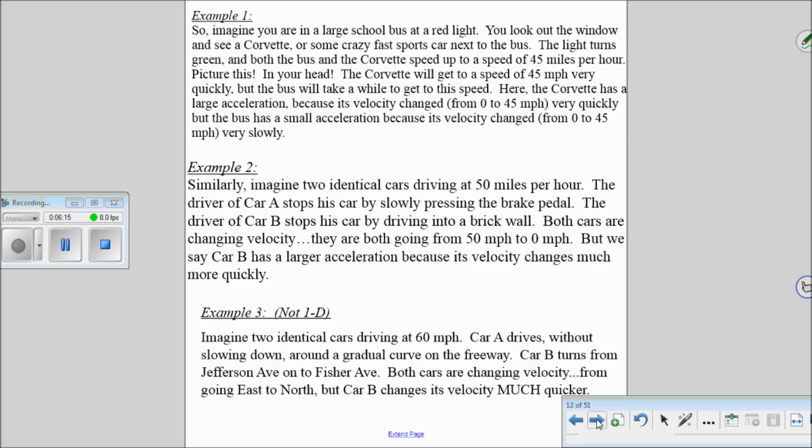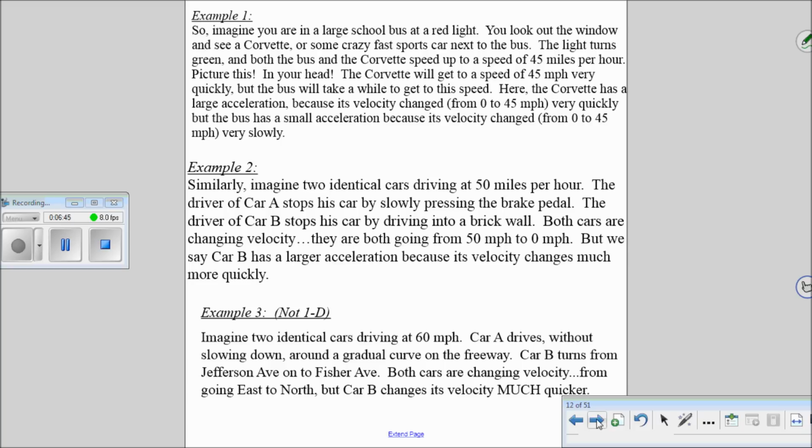All right, and finally, this third example really isn't relevant for this chapter, but I want to make sure that you understand you can change your velocity by turning, okay? So in this example, if you imagine two cars driving at 60 miles an hour, all right? Car A is on the freeway, okay, and it goes through a gradual curve at 60 miles an hour, no big deal. Whereas car B is driving down Jefferson at 60 miles an hour, and without slowing down, turns onto Fisher, all right?